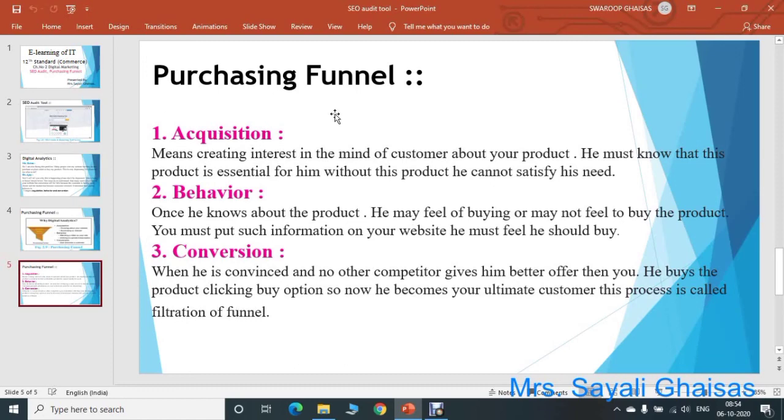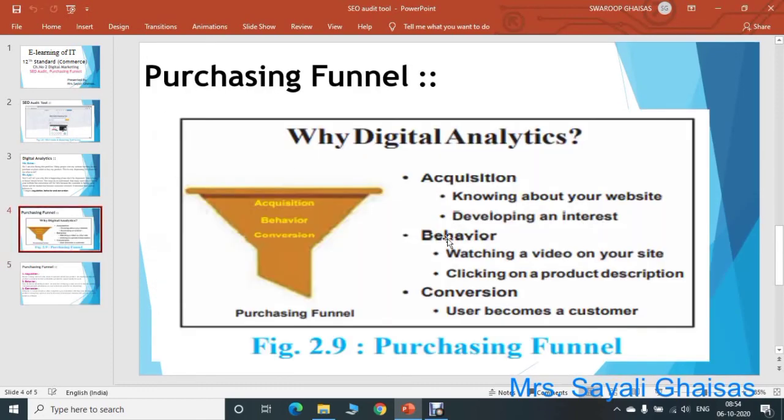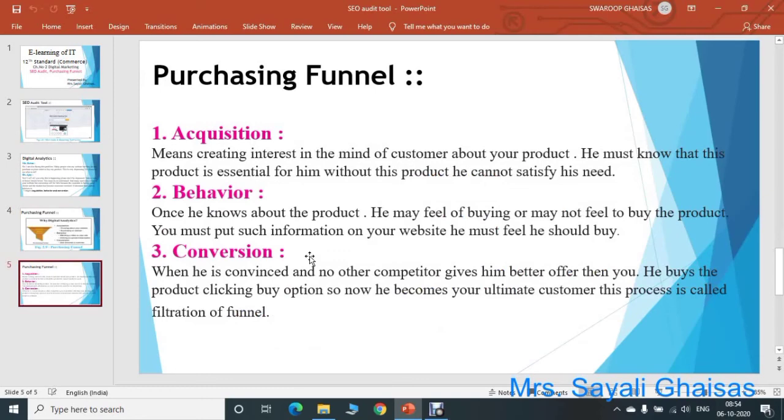Note this down, draw this diagram of the purchasing funnel and note these three stages: acquisition, behavior and conversion.